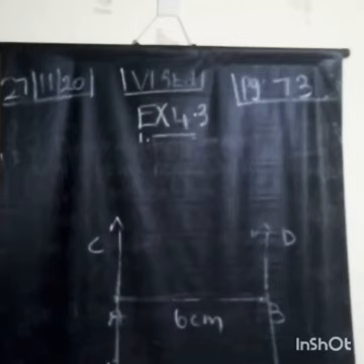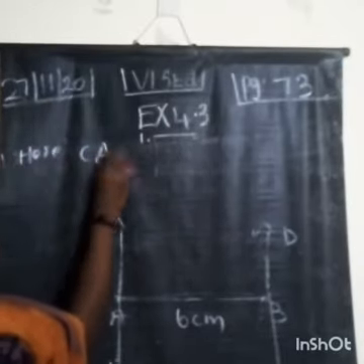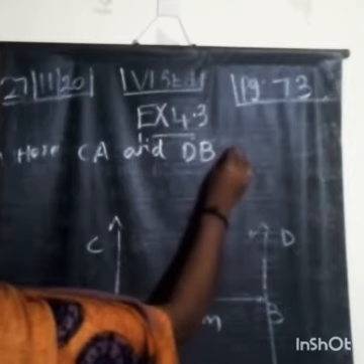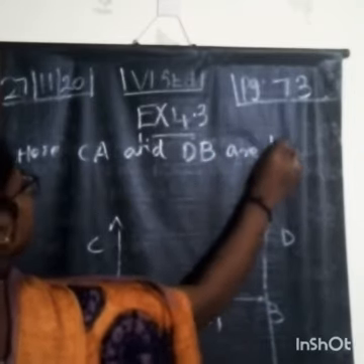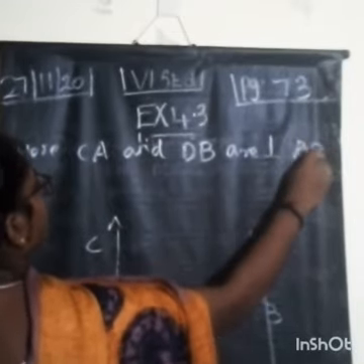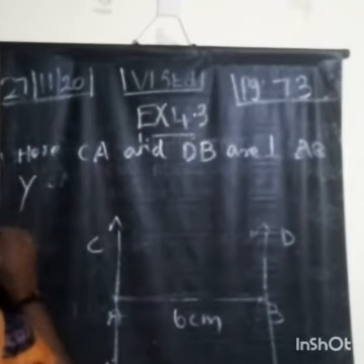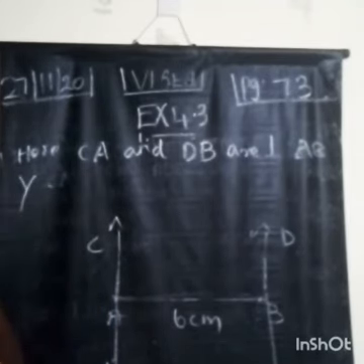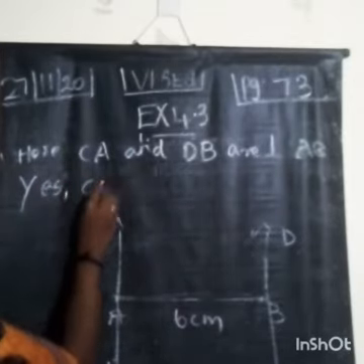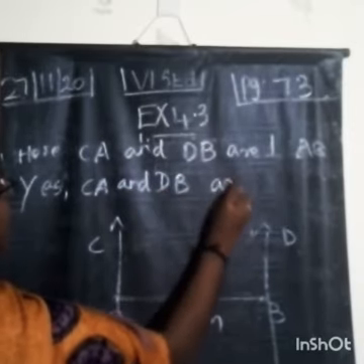CA and DB are perpendicular to AB. The question: are these lines parallel? Yes, CA and DB are parallel.